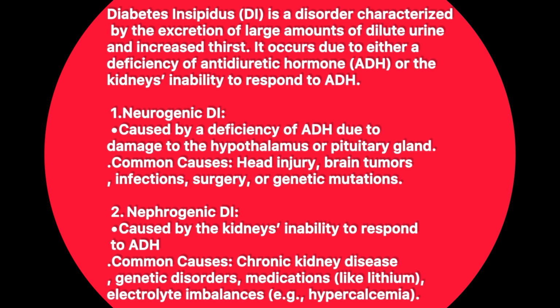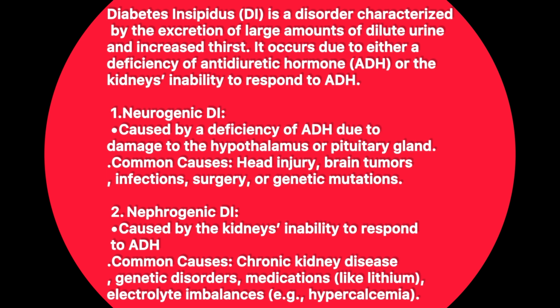As per the causative factor, it is divided into two types, neurogenic and nephrogenic. In neurogenic, there is deficiency of antidiuretic hormone due to damage to the hypothalamus or pituitary gland. In case of head injury, brain tumors, infection, surgery or genetic mutation, this condition can happen.